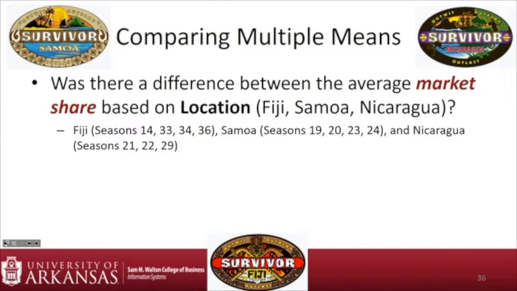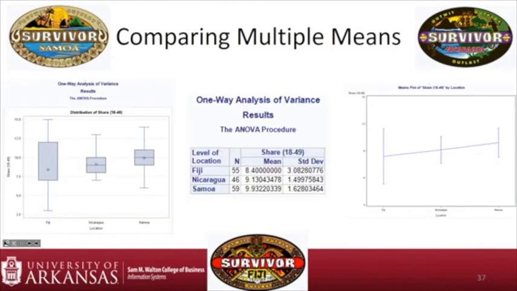Okay, changing our scenario a little bit. A difference between the average market share, so what type of analysis would I do here? A one-way ANOVA. Right. I have 3 locations, so I can't do an independent t-test. So I'm going to do a one-way ANOVA, so I can look at my results. I have my means. As far as the market share goes, we're going from 8.4% to 9.9%.